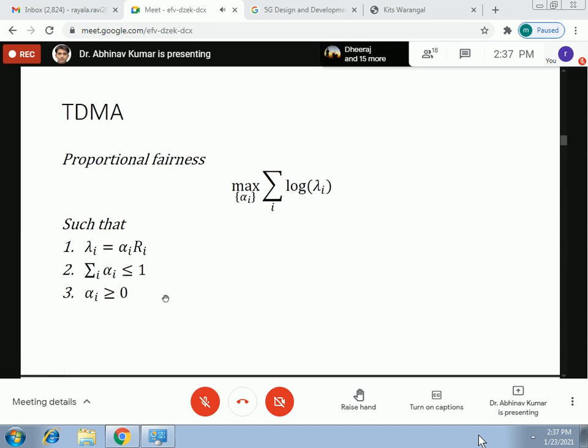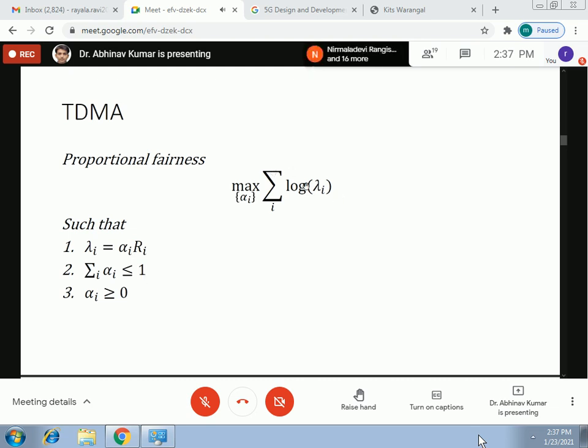Now, how to solve for this particular optimization problem? Same way like we have done for the previous one. We can do it in 2 steps. Let's first solve it for 2 users, and then we try to generalize this for M users, right? So how to solve for 2 users? We'll do the same thing like we did in the previous slide. Alpha 1 plus alpha 2 is equal to 1, so you can substitute alpha 2 is equal to 1 minus alpha 1, right?